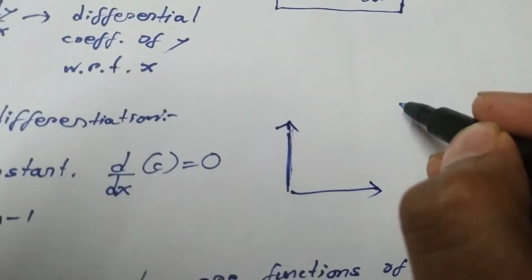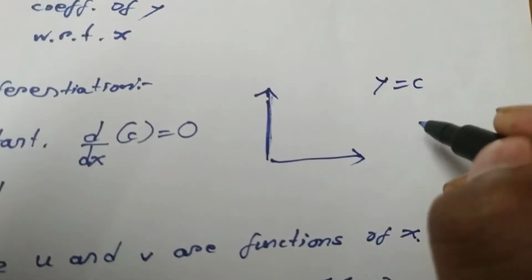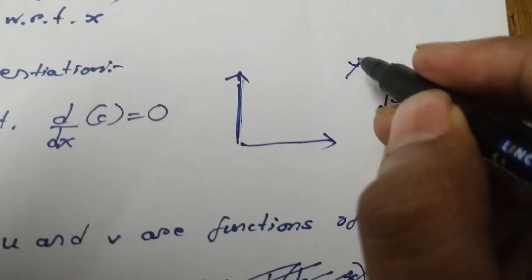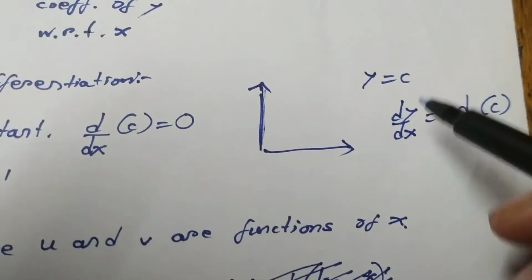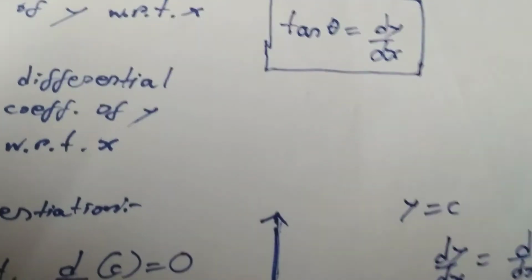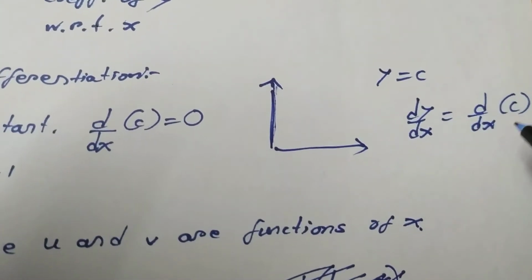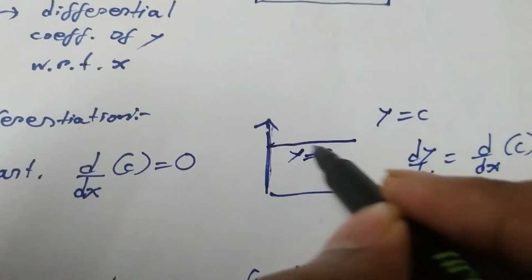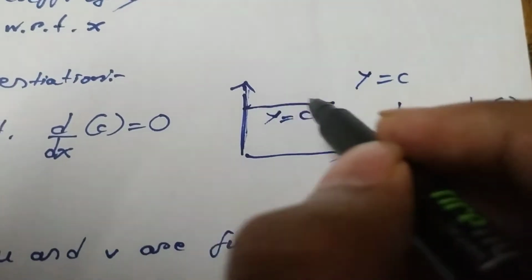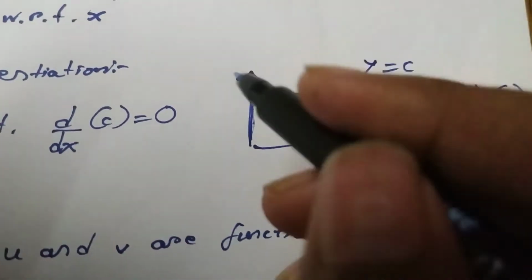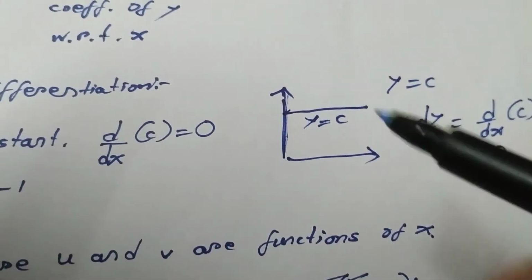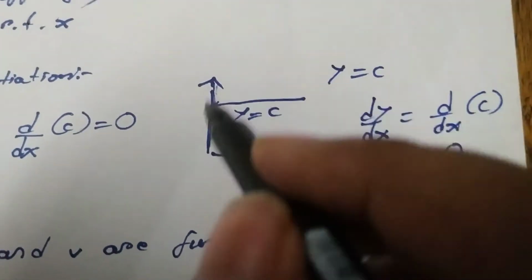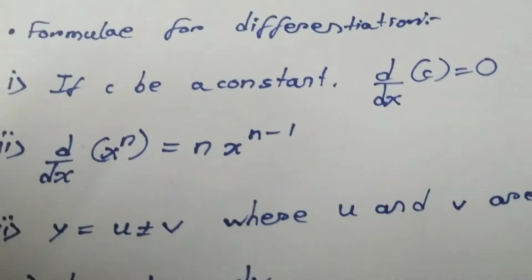If c be a constant, we have y equal to c and we are doing dy/dx, that is d/dx of c. dy/dx equal to d/dx of c, which means that it is the slope of y at any point. We just now did tan theta equal to dy/dx, which means the slope of y at any point, which is equal to d/dx of y, that is d/dx of c. So this is the curve y equal to c, where y is constant at each point. So the differentiation of this curve is 0. This is because the slope of this curve at any point is 0. The slope is constant and the slope is 0. So the d/dx of c is 0. This is the graphical interpretation of the differentiation of a constant which is equal to 0.